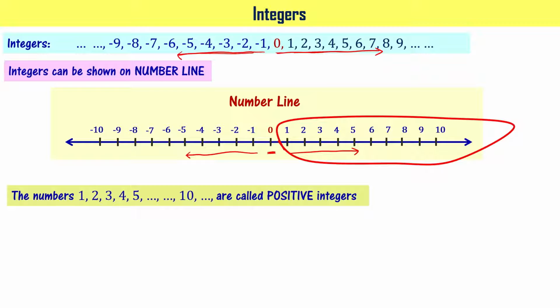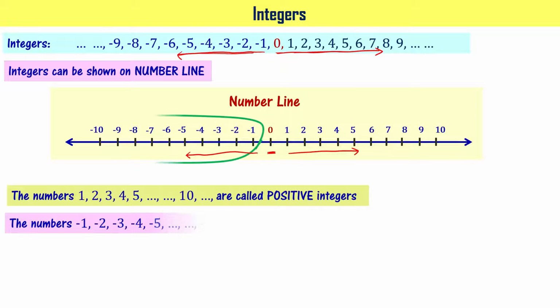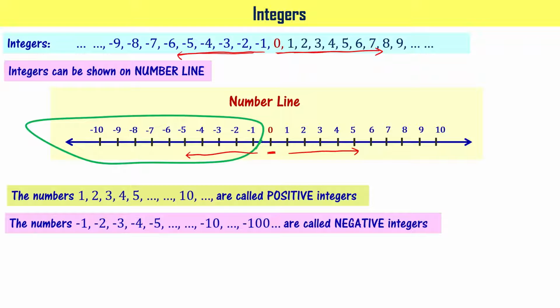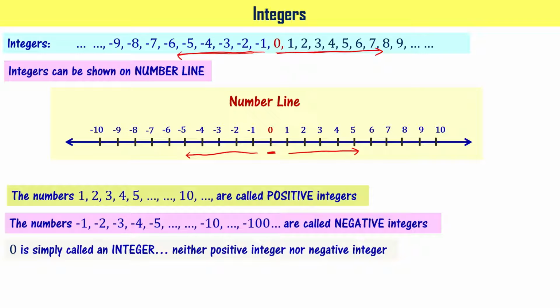The numbers such as 1, 2, 3, 4, 5, and so on are called positive integers. The numbers such as -1, -2, -3, -4, and so on are called negative integers. And 0 is called simply an integer, neither positive integer nor negative integer. Please note this, right?